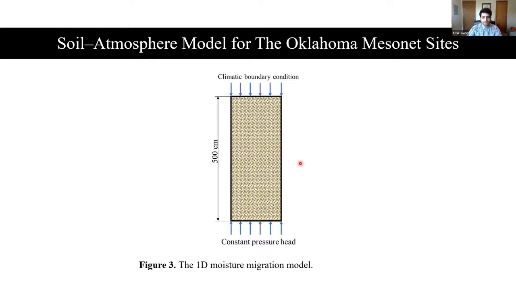This is the one-dimensional model. It has a 5-meter depth, and of course, on the surface, we have climate boundary conditions. We have those from the Mesonets, and at the depth, we have a constant pressure head. So this is the 1D model we use for comparison.